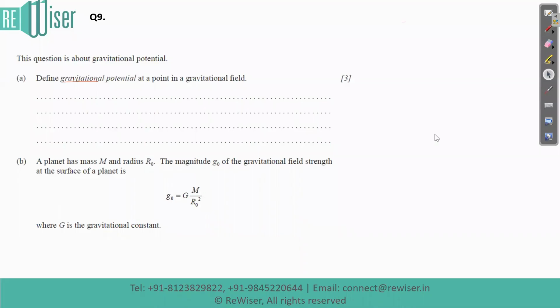Question 9. This question is about gravitational potential. A. Define gravitational potential at a point in a gravitational field.